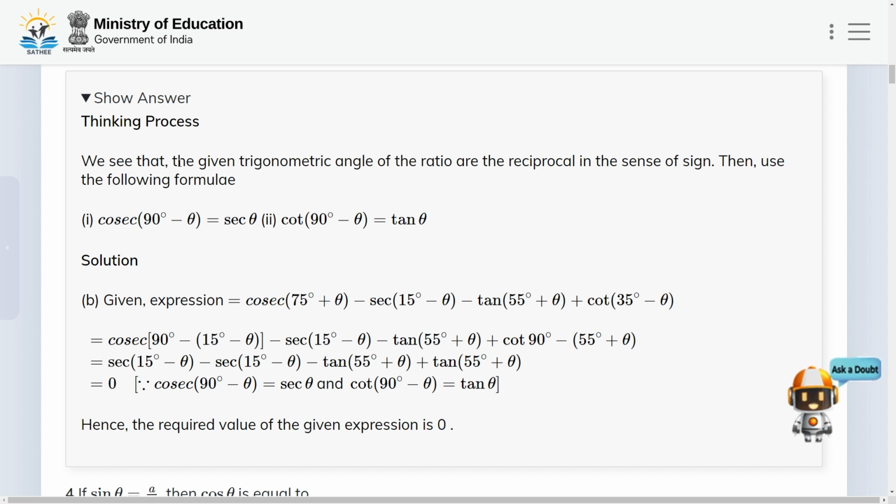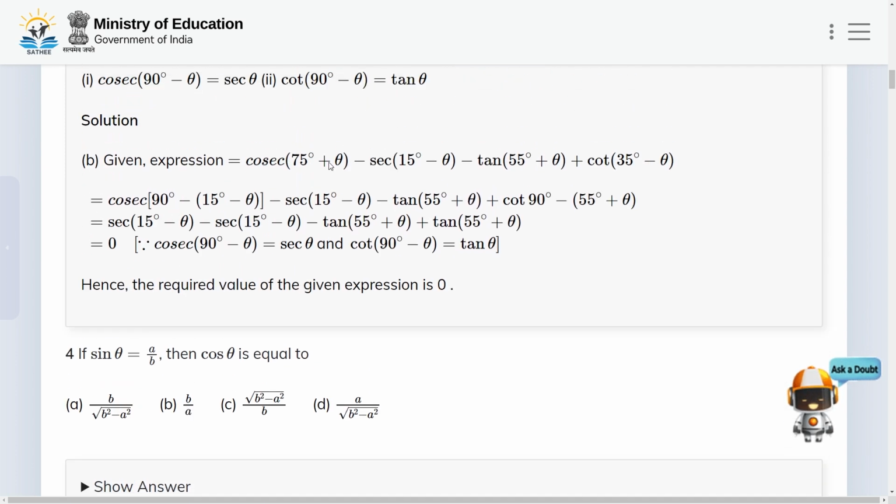And here we have the given expression: cosec(75° - θ) - sec(15° - θ) - tan(55° + θ) + cot(35° - θ). So we can write this as cosec(90° - 15° - θ), because 75° can be written as 90° minus 15°. So this is cosec(90° - 15° - θ) - sec(15° - θ) - tan(55° + θ) + cot(90° - 55° + θ).